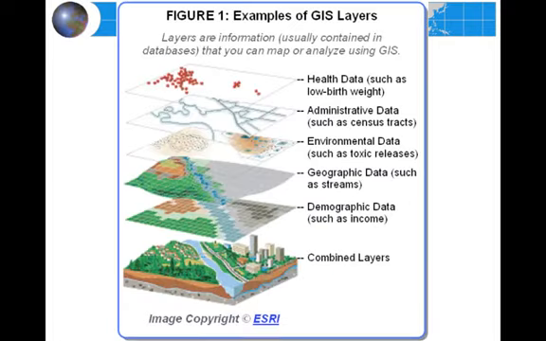And another one here, add in low birth rate, census tracts, toxic releases, streams, income, and combine the layers. Well, it might tell you where you get clusters of problem births that are related to toxic releases, be it in the water table or the soil or whatever. And notice that they built these homes right here, so these homes have low birth weights, and as it turns out, it's probably related to this.